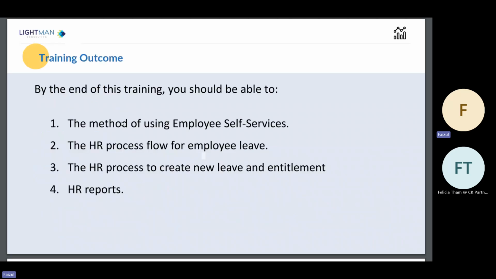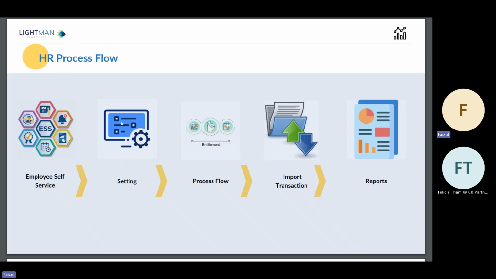Next is the training outcome. By the end of this training, you should be able to know first, the method of using employee self-service. Second, the HR process flow for employee leave. Third, the HR process to create new leave and entitlement. The last one is the HR report. This is the HR process flow. First is employee self-service. Second is settings. Next is the process flow. And then the option for import transaction, and the last one is the report.